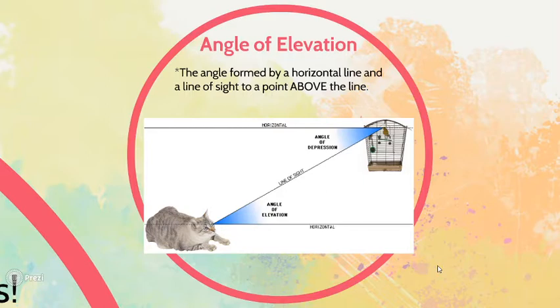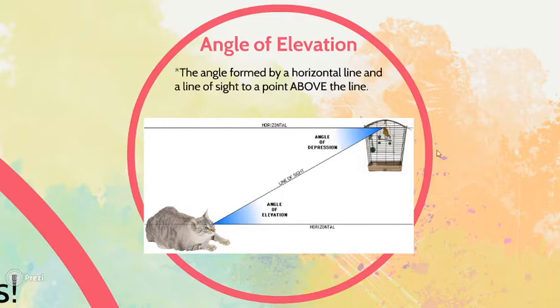an angle of elevation. So if you've heard the word elevation, it means to rise up or to head upward, to elevate, to go up. Okay, so an angle of elevation is created by basically starting from a horizontal position and then heading upward. Okay, so the angle of elevation is the angle formed by a horizontal line and a line of sight to a point above the line.